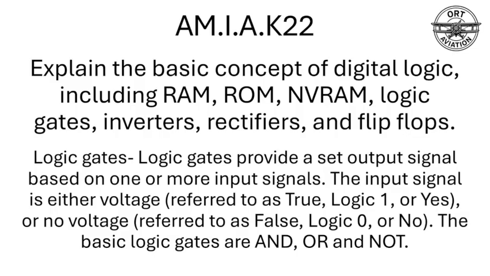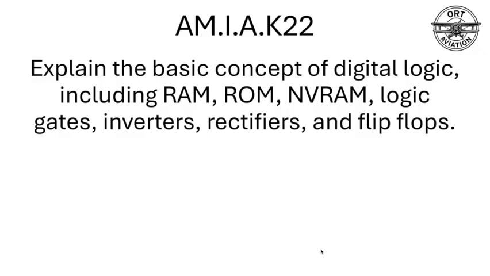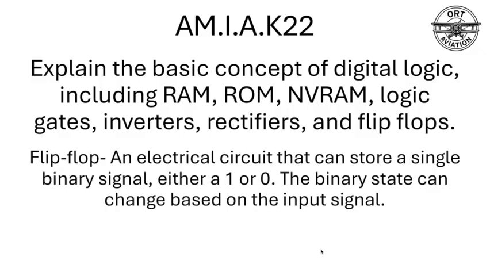Logic gates. Logic gates provide a set output signal based on one or more input signals. The input signal is either voltage, referred to as true, logic 1 or yes, or no voltage, referred to as false, logic 0 or no. The basic logic gates are AND, OR, and NOT. A rectifier converts AC voltage to DC voltage. A flip-flop is an electrical circuit that can store a single binary signal, either 1 or 0. The binary state can be changed based on the input signal.